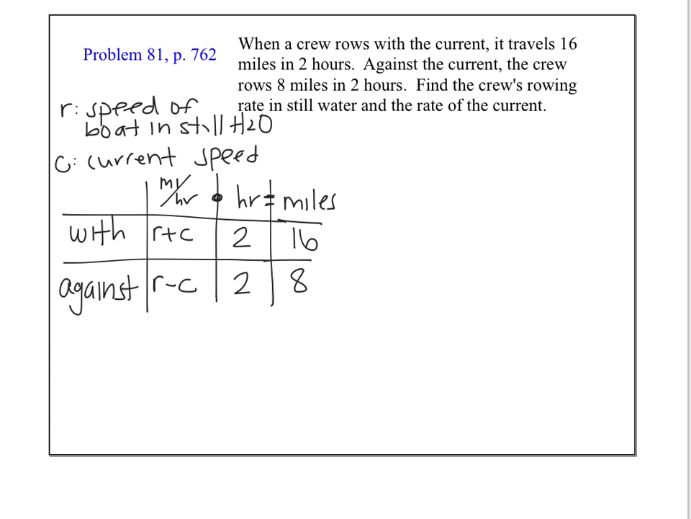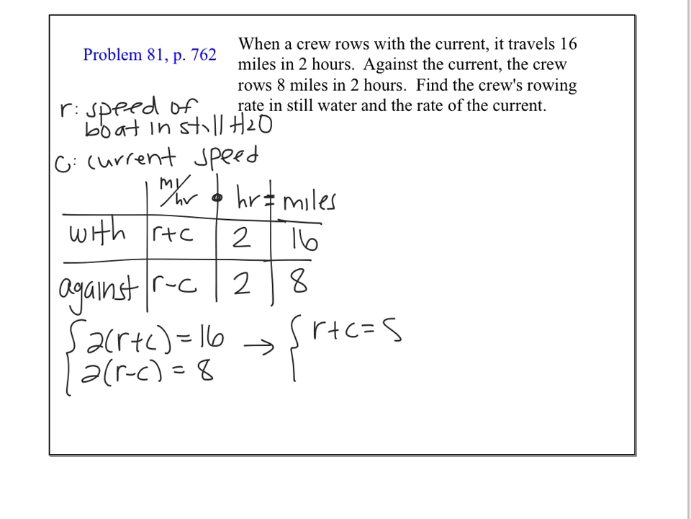So now what we want to do is we want to set these two equations up. So I have that 2 times the rate plus the current is equal to 16, and 2 times the rate minus the current equals 8. So I can simplify those. That's our system. Divide both sides by 2. So we have rate plus current equals 8, rate minus current equals 4. So this one's perfectly set up for us to do elimination.